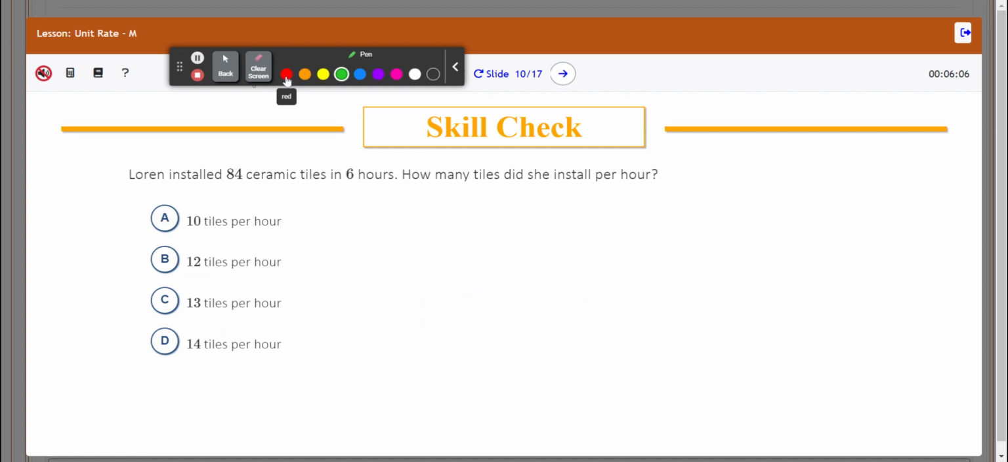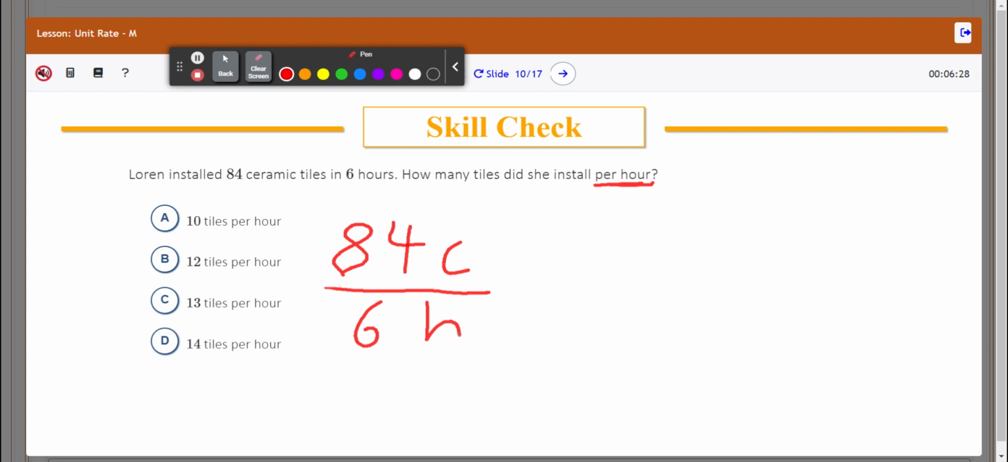Now let's look at one last problem. Same kind of problem. It says Lauren installed 84 ceramic tiles in 6 hours. How many tiles does she install per hour? Again, I start off with the information they gave me. She got 84 ceramic tiles, I'm just going to write C, in 6 hours. So this is my ratio, this is what I start with. What do I need to get to? I need to find out how many ceramic tiles she did in 1 hour. Again, my measurements match up.